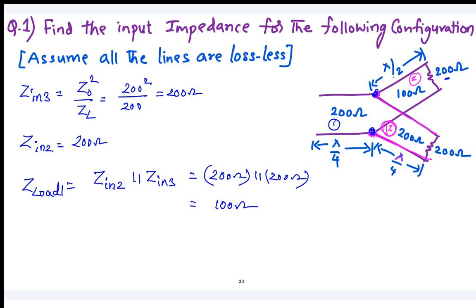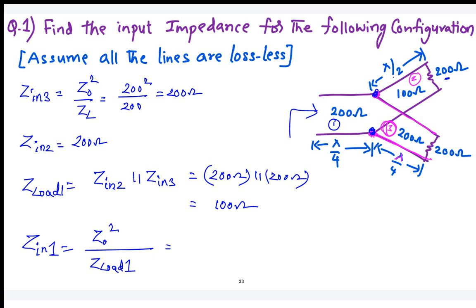Now you can find out the input impedance for the first line. The line I have given is a lambda by 4 line. So this is your Z0, and you already defined the effective load impedance. So what is the formula? Z0 square divided by the effective load for the first line.